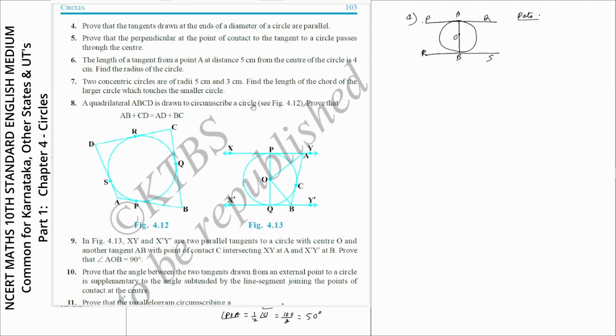So the data, what is the data? AB is the diameter of a circle centered at O. PQ is the tangent at A. RS is the tangent at point B. Now to prove, I should prove that PQ is parallel to RS.